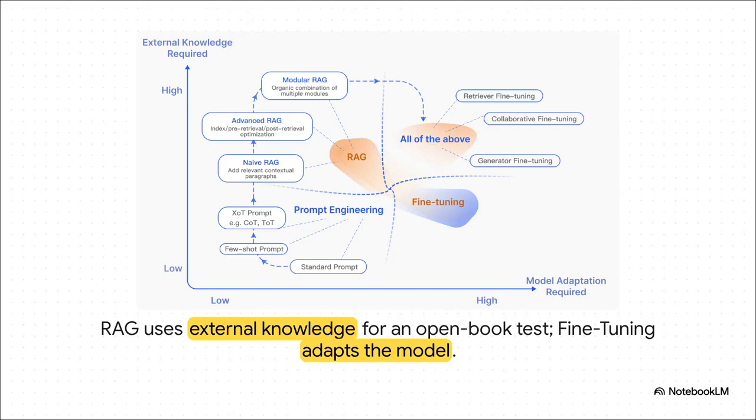This right here is the best way to understand the difference. Think of RAG as giving the AI an open book test. It doesn't have to memorize anything. It just looks up the right information exactly when it's needed. Fine-tuning, on the other hand, is like making the AI study for months to internalize that knowledge. You are fundamentally changing the AI's brain by tweaking its internal programming.